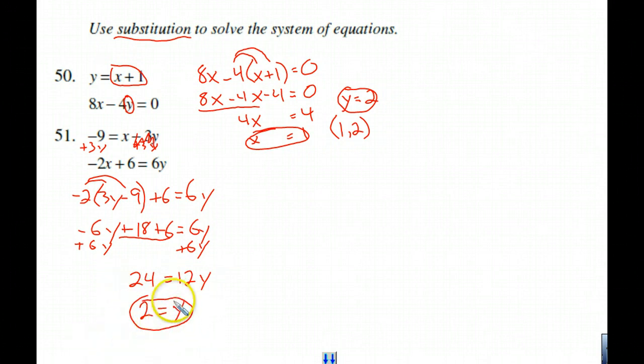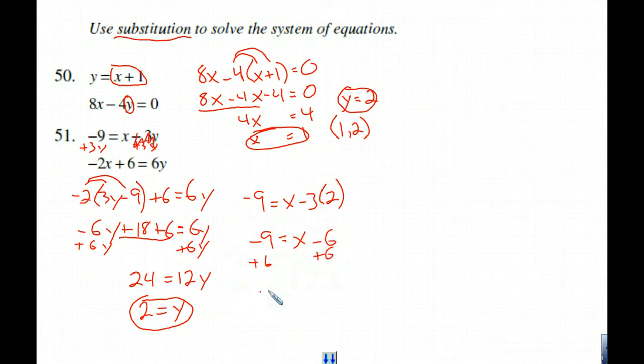And now I need to find out what x is. So I can plug it back in to either equation. So negative 9 equals x minus 3 times y, which we found to be 2. So negative 9 is the same as x minus 6. Adding 6 to both sides gives us negative 3 is equal to x. Always write in alphabetical order, no matter which order you solve in. So we have negative 3 first, and then 2 next.